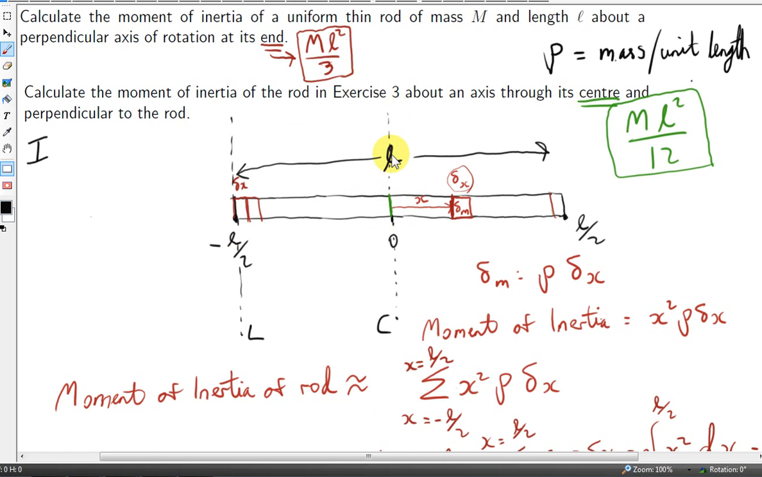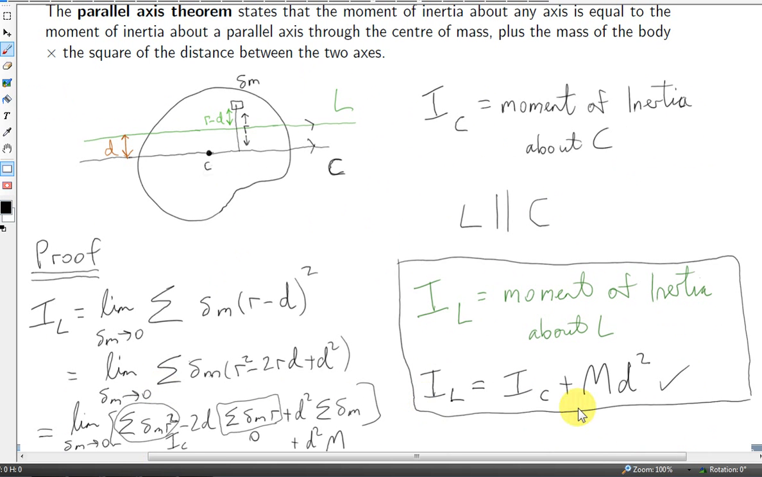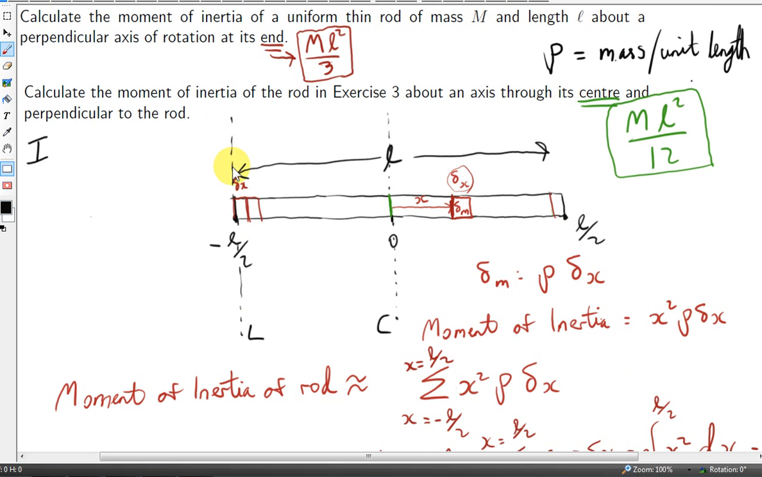So we will consider the moment of inertia of the rod about this axis. Well, that's I_C, and we'll also get I_L, the moment of inertia of the rod about one end of the rod, and we'll show that this relation holds. So L is this axis here about the end of the rod. d is the distance between the two axes, as we saw in the theorem.